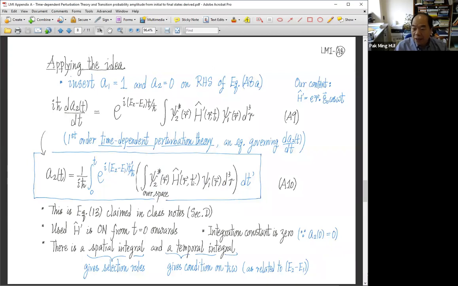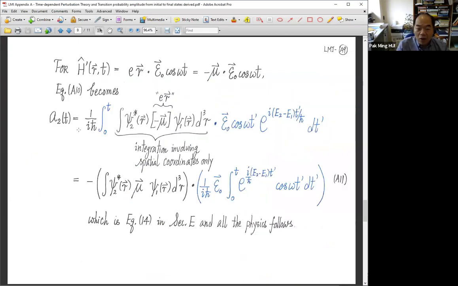In particular, in our context, earlier we introduced the electric dipole mechanism for an atom interacting with light. It is the electric dipole moment represented by minus e, where e is the electron charge, times the position vector. So this is the matter part, dotted into the field. So the structure is minus the electric dipole moment dotted into the external field.